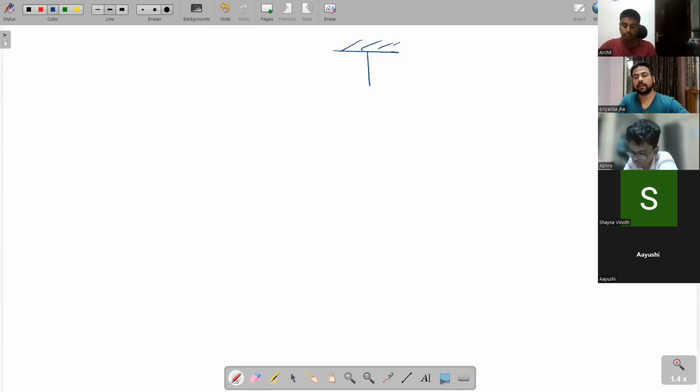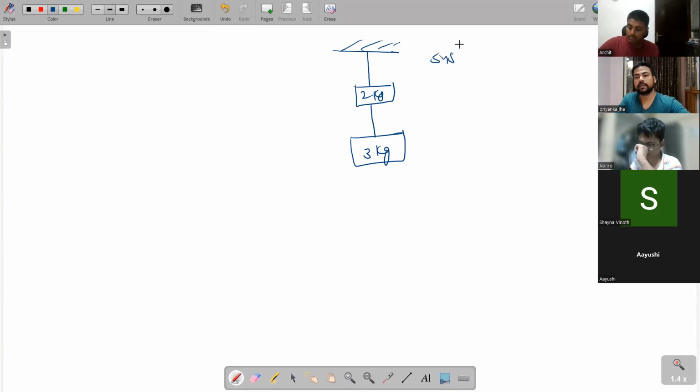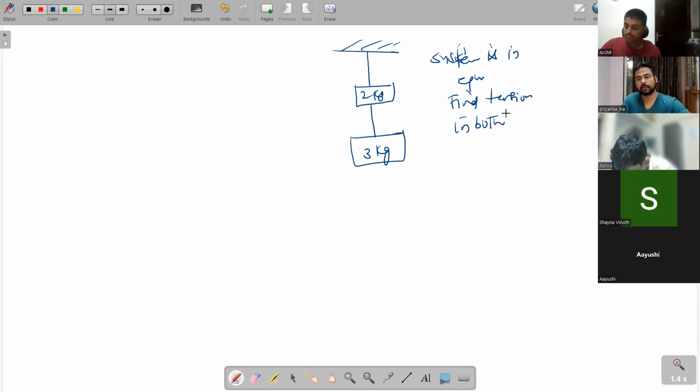This is the ceiling. One block is tied with a string, and a different block is tied below. This is 3 kg mass, this is 2 kg mass. System is at rest. System means the complete, both blocks. System is in equilibrium. Find the tension in both the strings. See, because now we are considering an ideal string, in one string the tension will be the same at all the points. But if the strings are different, we'll consider different tensions, T1 and T2. Solve.